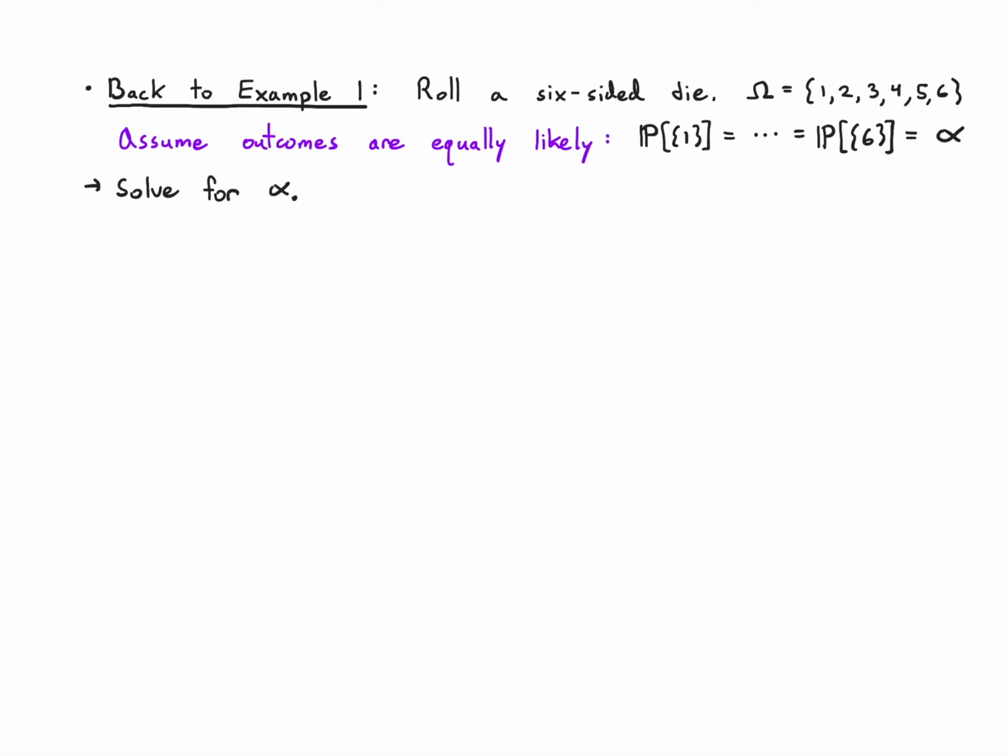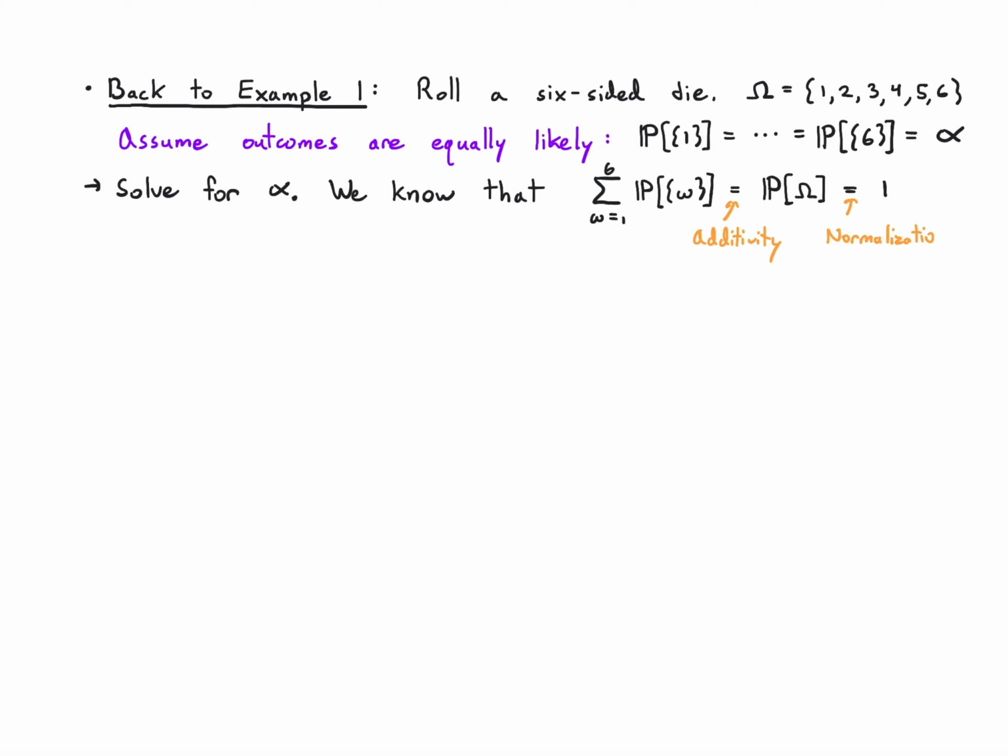What should alpha be? Before we do any formal calculations, we can just guess that alpha should be 1/6 because there are 6 possibilities. They're equally likely and they need to add up to 1. And that's basically what we're going to see. Well, let's do this formally. We know that the sum of the probabilities of these events from 1 to 6 is equal to the probability of the sample space by additivity. These are mutually exclusive events that cover the sample space. So by additivity, these are equal. And that has to be 1 by normalization.